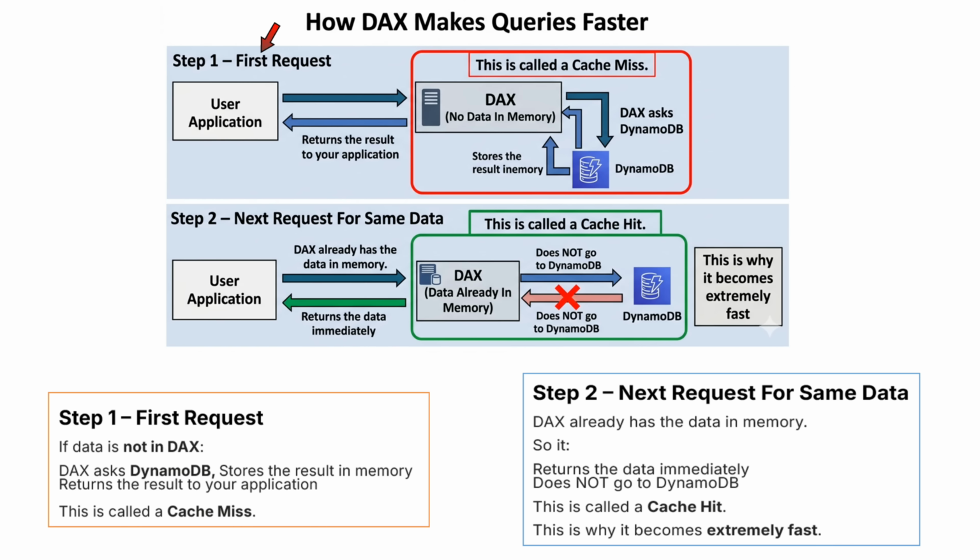Step 1. The user application sends the first request. If the data is not in DAX, DAX asks DynamoDB, stores the result in memory, and returns the result to your application. This is called a cache miss. Step 2. The user application sends the next request for the same data. DAX already has the data in memory, so it returns the data immediately and does not go to DynamoDB. This is called a cache hit. This is why it becomes extremely fast.